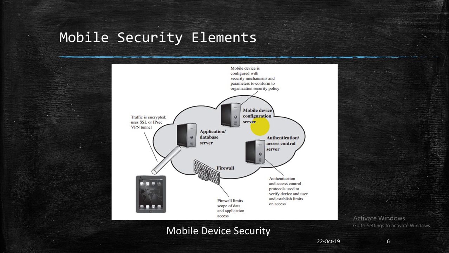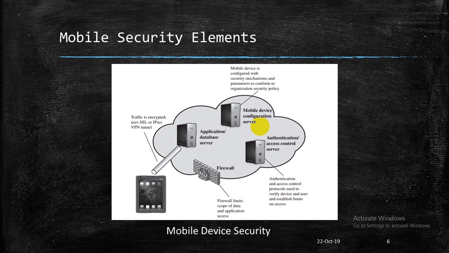Here are the mobile security elements. First, the mobile device will request the application from the database server, and it first needs to configure the device. For the configuration, the mobile device will go to the configuration server, and after the configuration is complete, it will check the access control. It will go to the access control server to get access. After getting the access, it can access the database server.